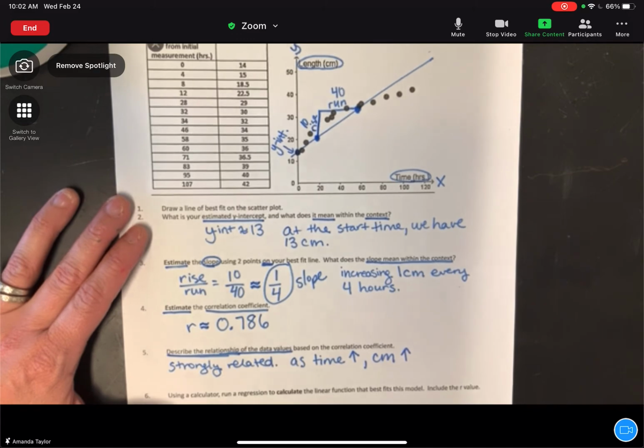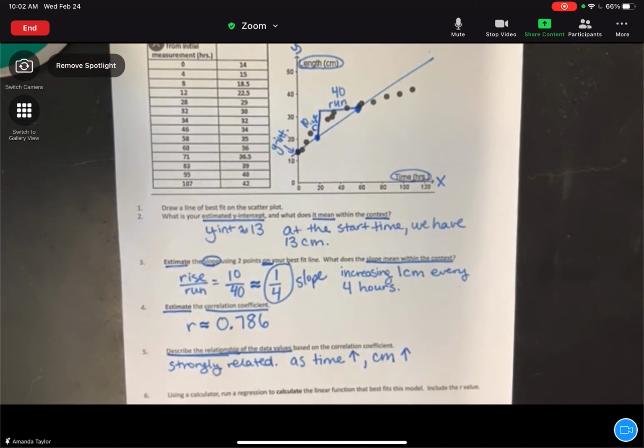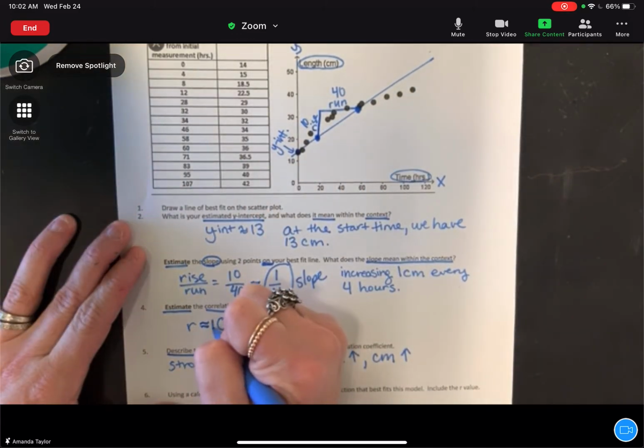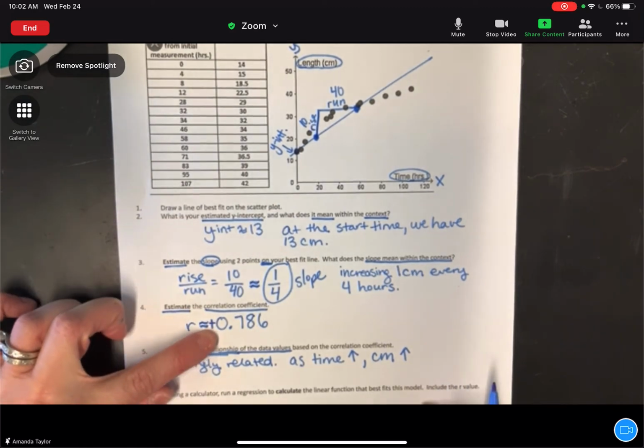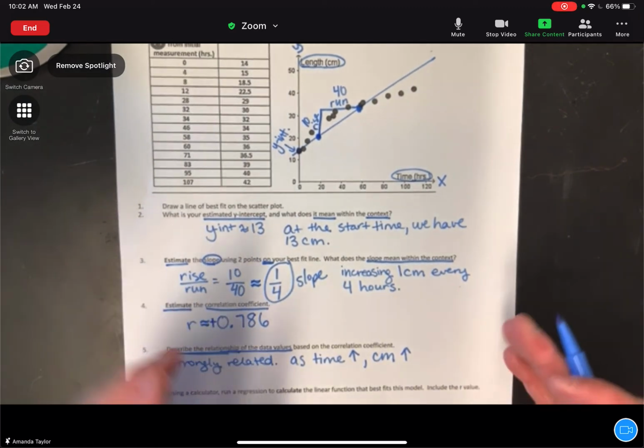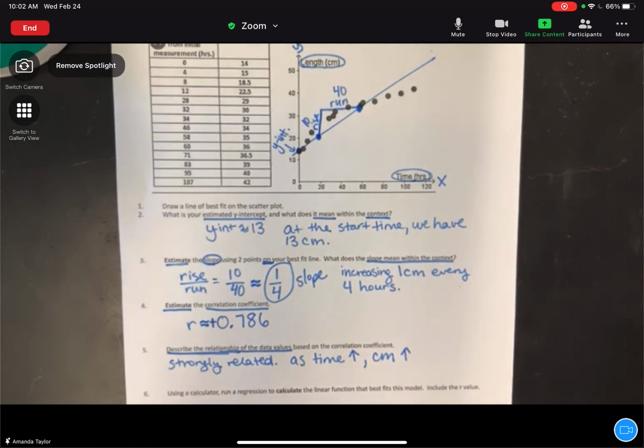Centimeters increase. Remember, it's a positive correlation. 0.786. That tells me as the x increases, the y's increase. So it has a strong positive relationship. They are strongly correlated.